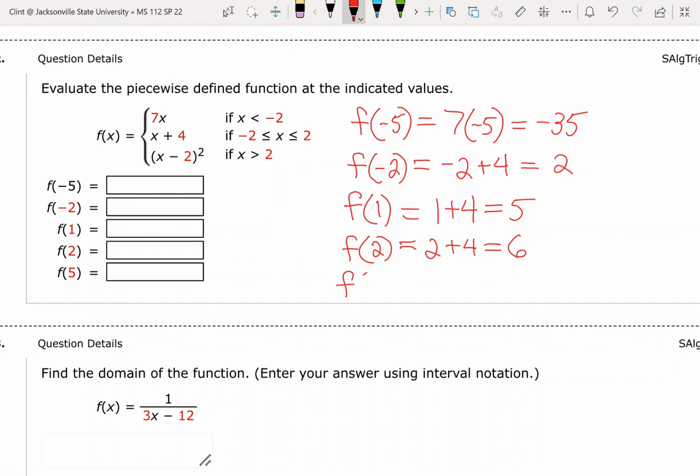And for the last one, f of 5, finally we get something that's bigger than 2. So we'll use the bottom part. Okay. So there we'll have 5 minus 2 squared. 5 minus 2 is 3, so 3 squared is 9. Okay.